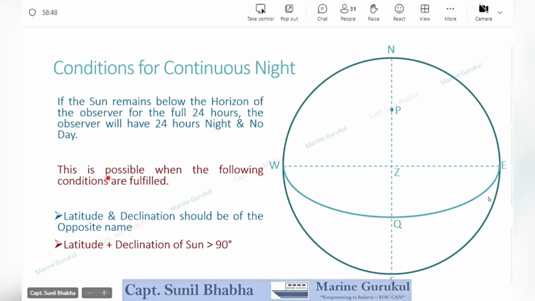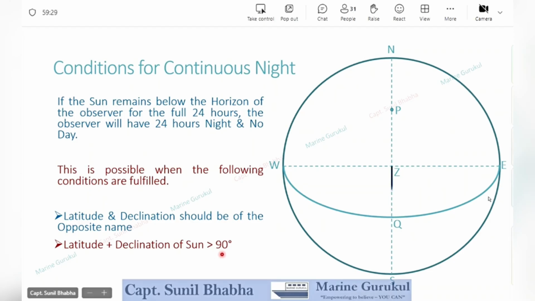Now, this condition is possible when the following conditions are fulfilled. Number one, the latitude and declination should be of the opposite names in this case. For the sun to remain below the horizon, or for a continuous night or 24 hours night, the latitude and declination have to be of the opposite names. It is only possible when the lat and dec are of the opposite names. And the second condition is that latitude plus declination of the sun should be greater than 90 degrees.